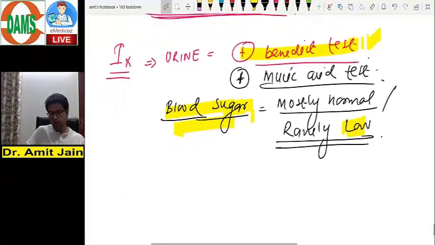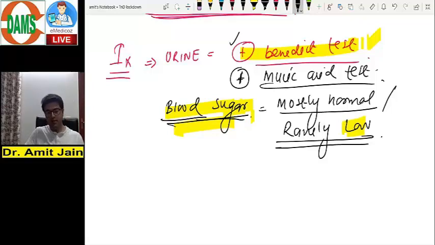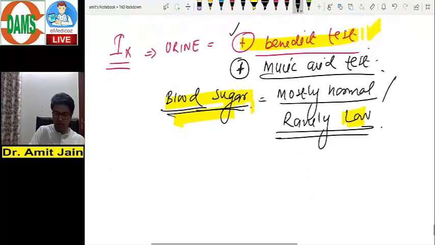For example, in pregnancy also the lactose may appear in the urine. That will give the positive Benedict test, but the blood sugar will be normal. So it's not pregnancy induced diabetes or gestational diabetes. Fine guys. So that is the investigation part.